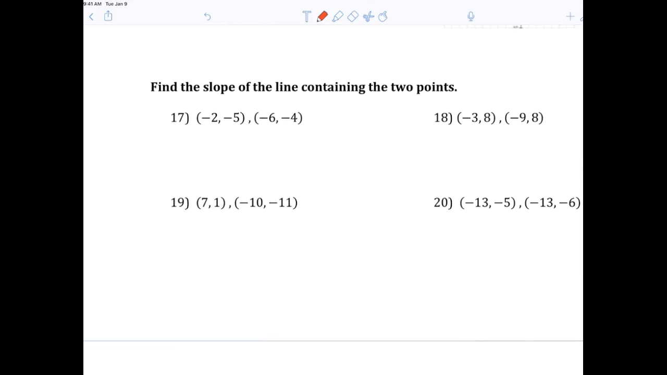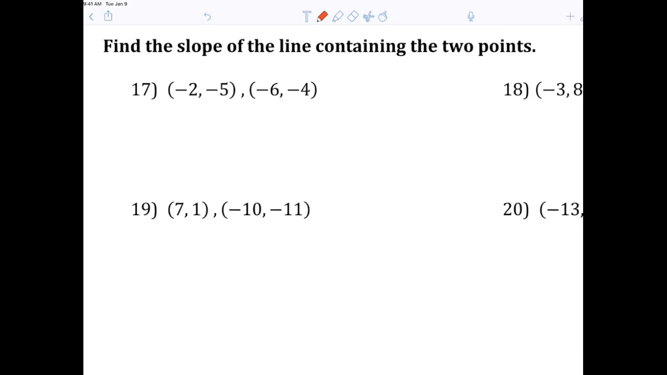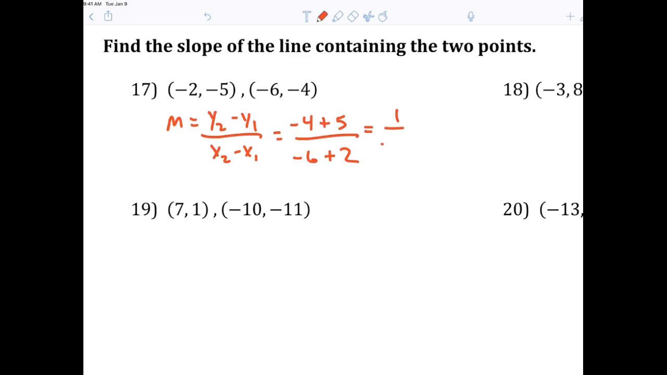All right, now we got to find the slope of the line containing the 2 points. All right, so this is where you did your formula. M equals y2 minus y1 over x2 minus x1. Negative 4 plus 5. Negative 6 plus 2. Does anybody have any questions or concerns with that? All right, so now simplifying that, that looks like 1 over negative 4, which we just say is negative 1/4.